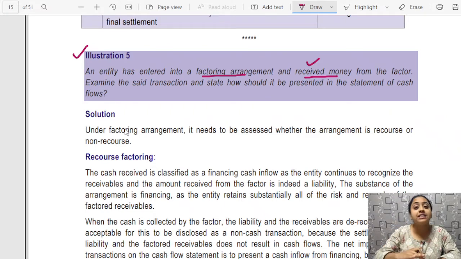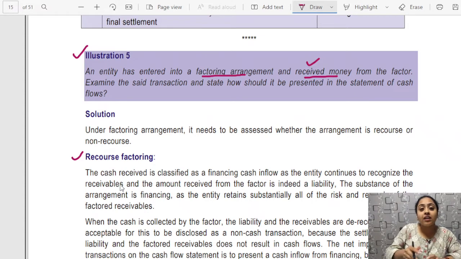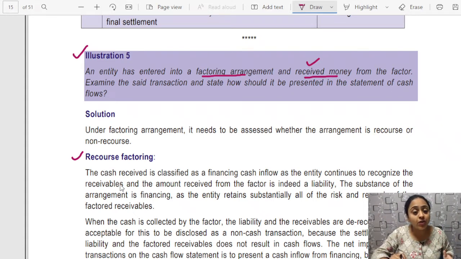Now you know there is recourse factoring and non-recourse factoring. Under recourse factoring, all risk and rewards are held by the entity itself. They are not transferring risk and rewards. Since risk and rewards have not been transferred, as we have discussed earlier, you will record the amount that has come in as your financial liability, because you still bear the risk and rewards.